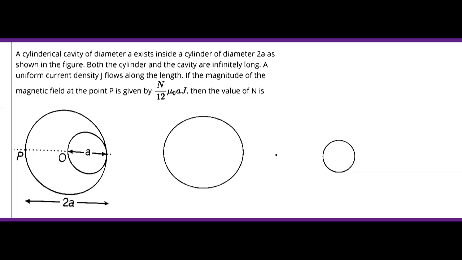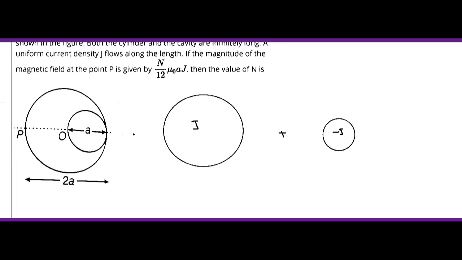To find the net effect, we can say that if the current density here is J, then in the cavity it would be minus J. We can put this value, and this would be equivalent to this part. So corresponding to this, let's say the current here is I and the current here is I dash.